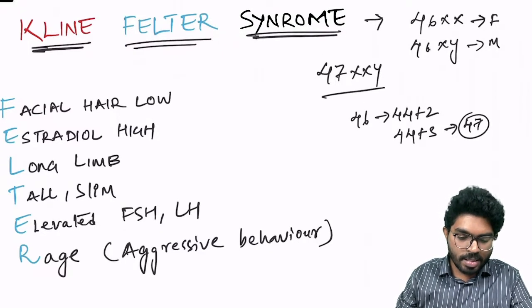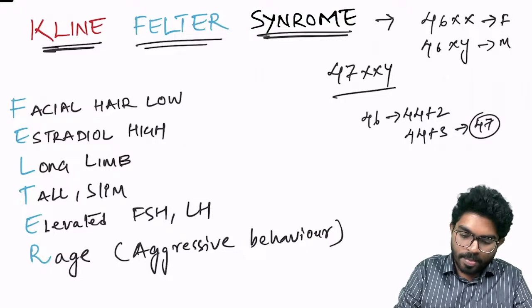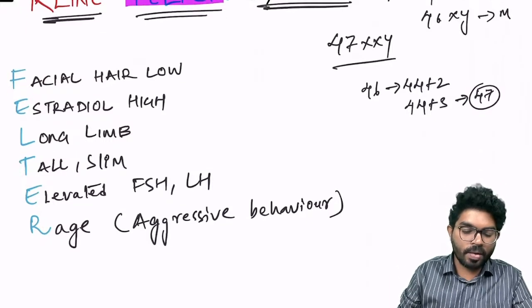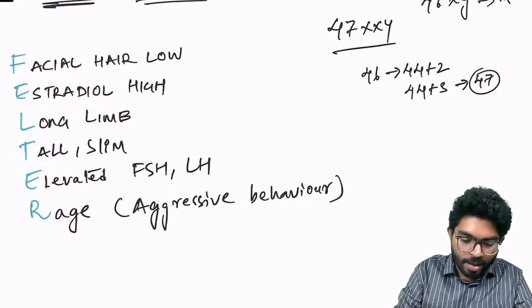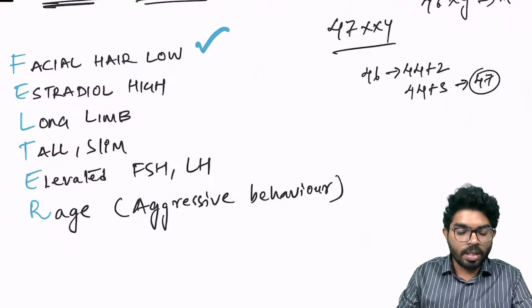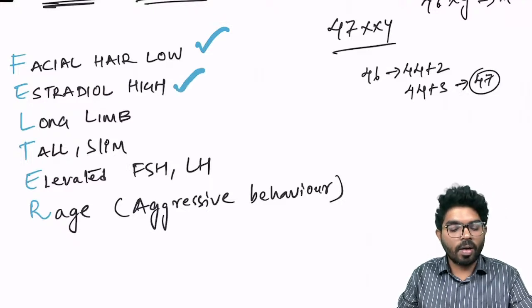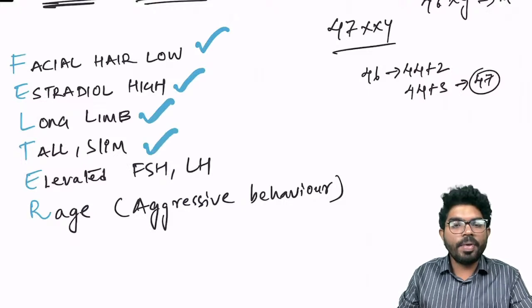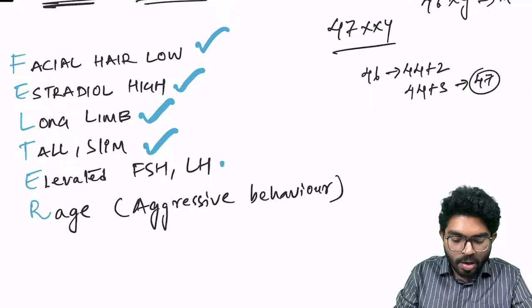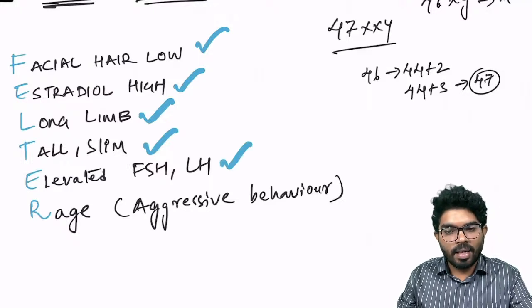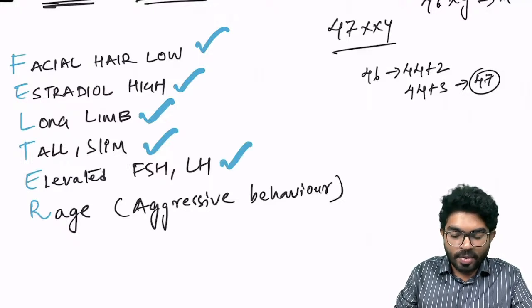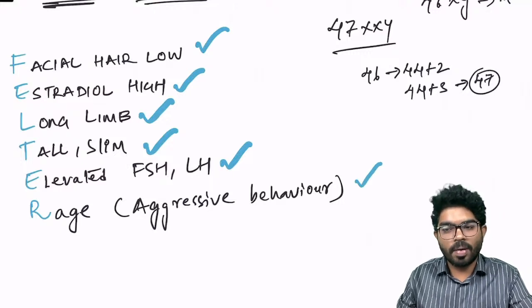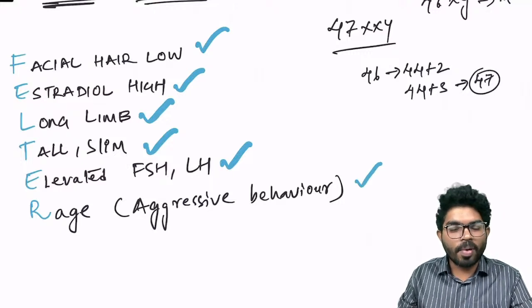So what you see in these individuals, the code is very simple. Filter: F for facial hair low, E for estrogen high, long limbs, tall, and the individual is slim. You'll have elevated levels of FSH and LH, and you have aggressive behavior, that is called as rage.